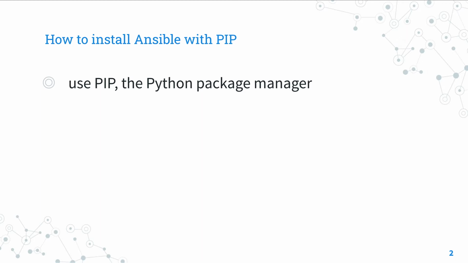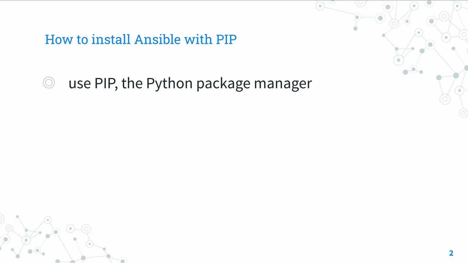Today we are talking about how to install Ansible with PIP. PIP is the Python Package Manager and is going to take care of all the process and manage the necessary dependency. It takes care of the download and install process of packages directly from PIP.